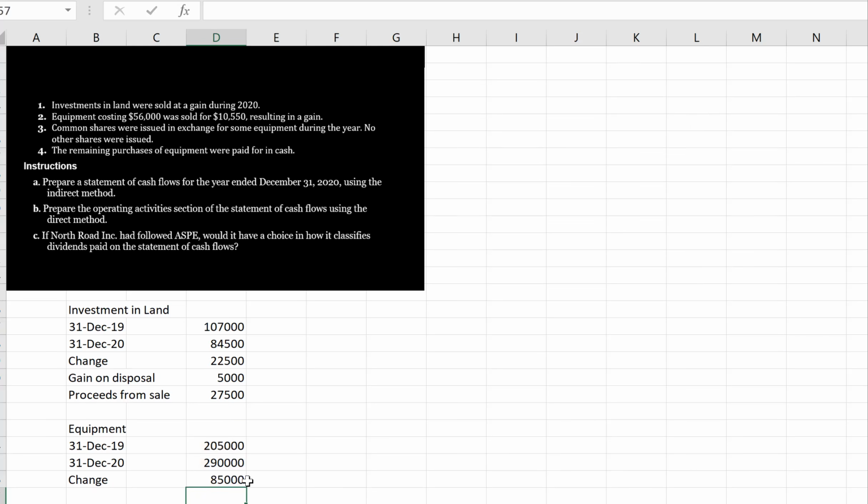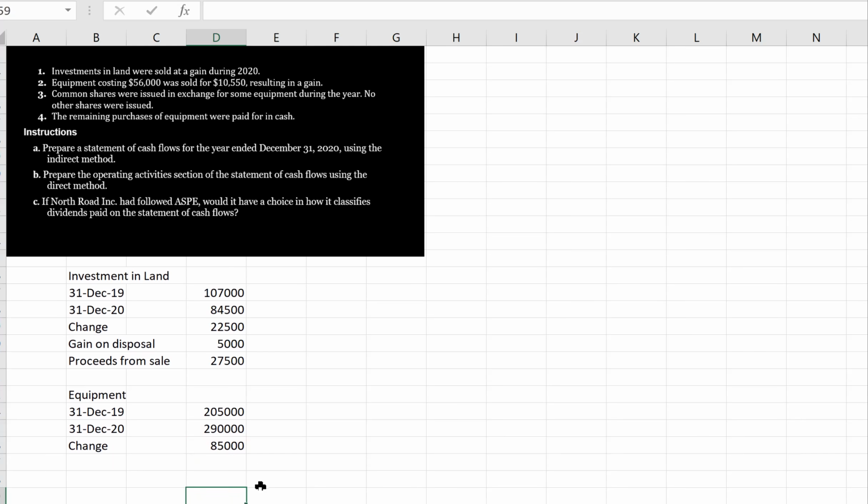So let's see what we have here. It increased by 85,000. And what else do we know about land? We really need to be careful that we have checked the supplementary information. So we've got investments in land were sold at a gain. We know that from the income statement. Equipment costing 56,000 was sold for 10,550, resulting in a gain.